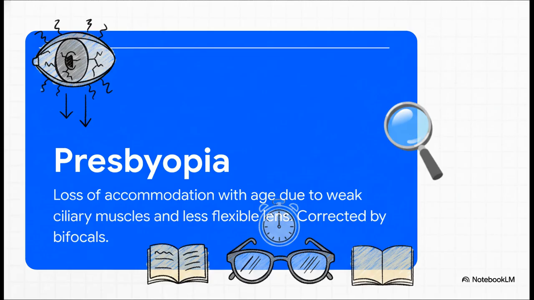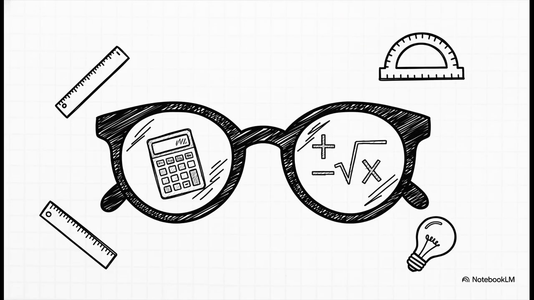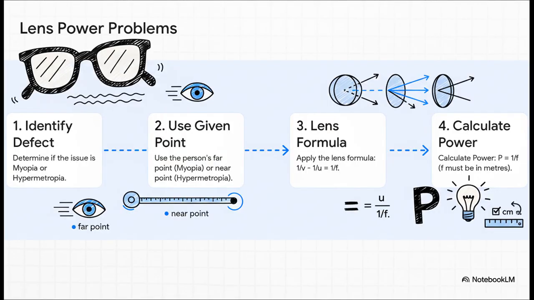These are special glasses that have a concave part at the top for distance vision and a convex part at the bottom for reading. Now, let's talk about something that is very important for your exams, the numerical problems related to these vision defects. I know they can seem a little tricky at first, but if you follow a clear, logical method, you will find they are actually quite easy to solve. Here is a simple, step-by-step approach.